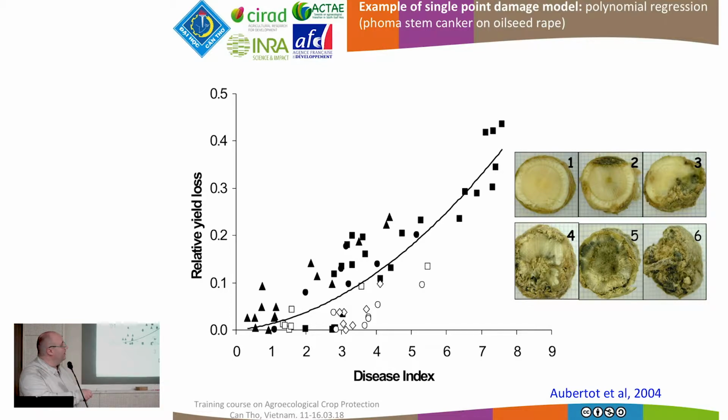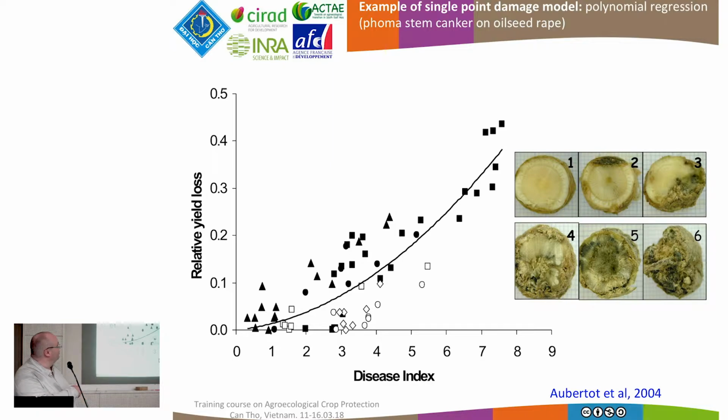Here, you remember I showed you yesterday this disease. It's phoma stem canker on oilseed rape, or canola. And here you have a healthy plant, and here a plant totally destroyed by the fungus. And we use a disease index that ranges from 0 for a totally healthy crop to 9 for a crop totally destroyed by the fungus.